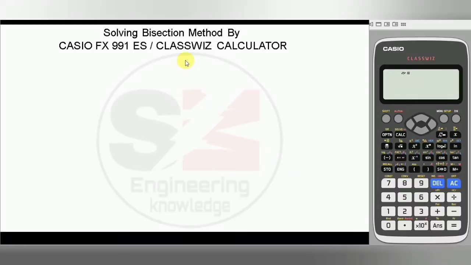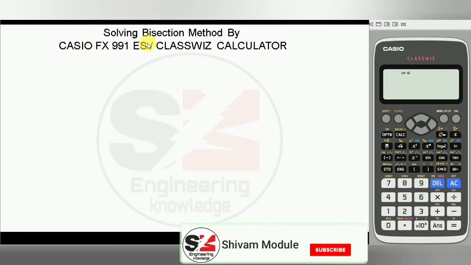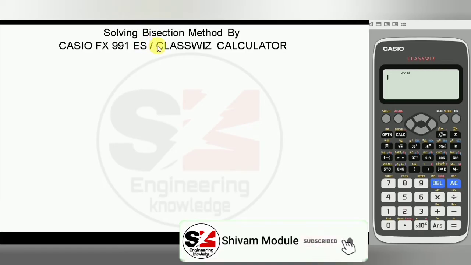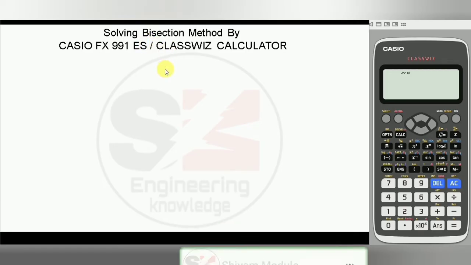Welcome friends. In this video we are going to learn the bisection method by using this class width calculator. Class width calculator means this type of calculator. By learning this method, we can solve the bisection method within a minute. So let's start.